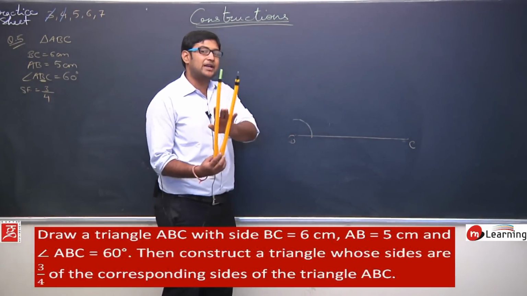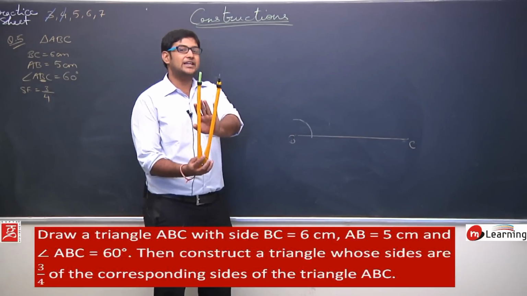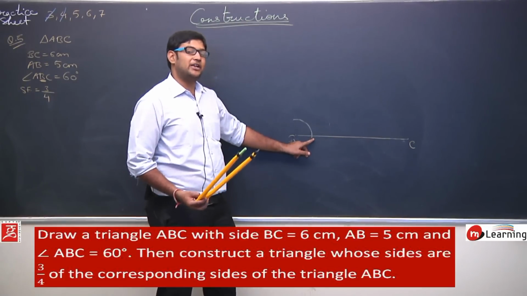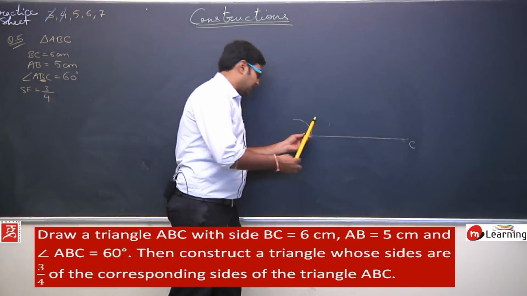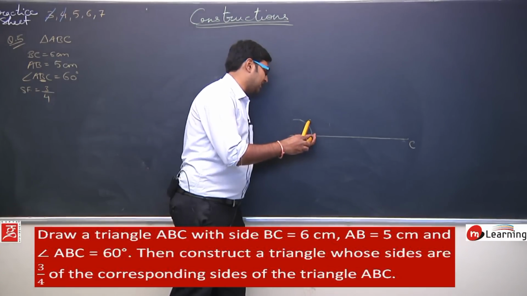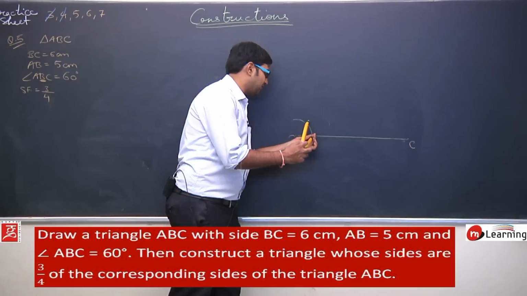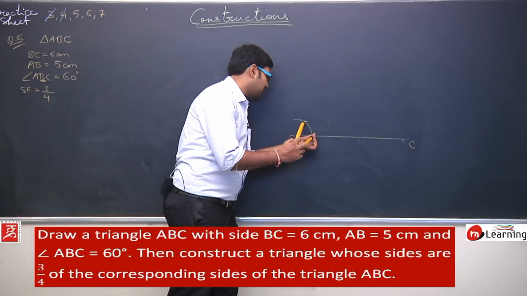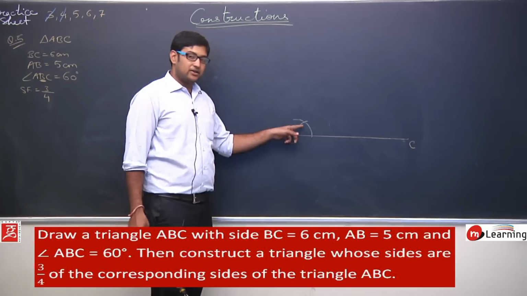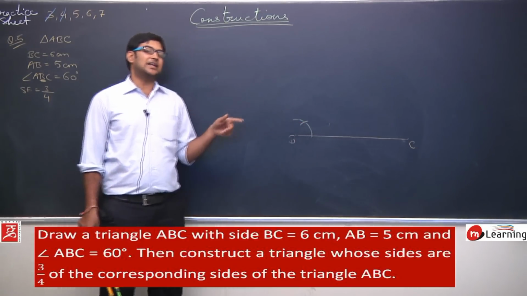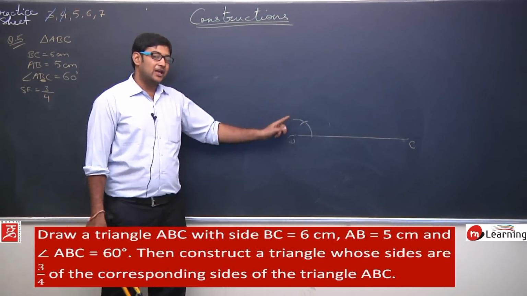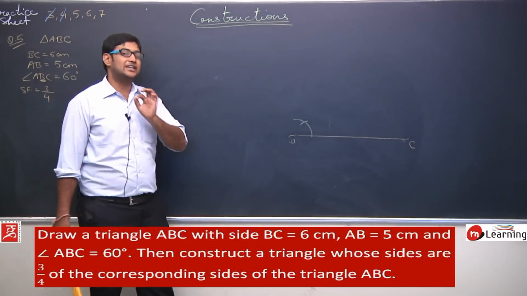Now using the same radius, do not change the radius, using the same radius and this intersection point as the center like this, I will make one more arc which is intersecting this previous arc. And the point where the two arcs are intersecting each other, if I join this point with this point B, I will get an angle of 60 degrees.